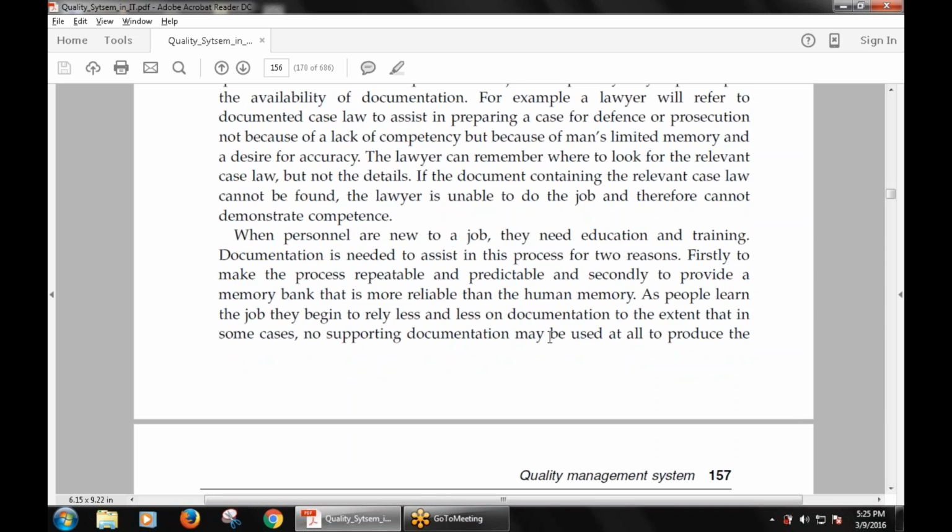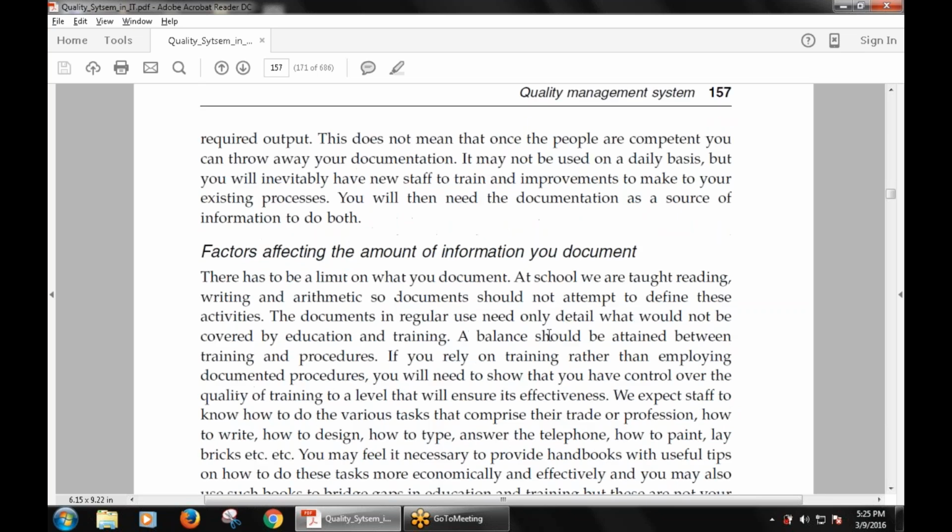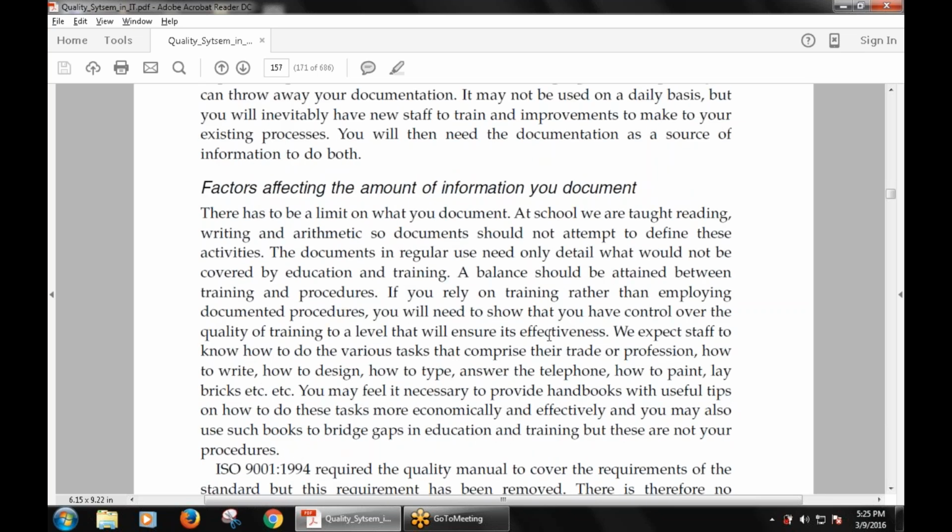Because from time to time our memory fades, so we don't have to remember the things. So it is well and good to maintain the records. It is more reliable than human memory. Now what are the factors that affect the amount of information you document? That is, what are the various information that is supporting documents, that is used for the amount of information you document. So there has to be a limit on what you document. That means what are the various limits by which we can document the methods, that is the amount of information, and a balance should be attained between the training and the procedures.